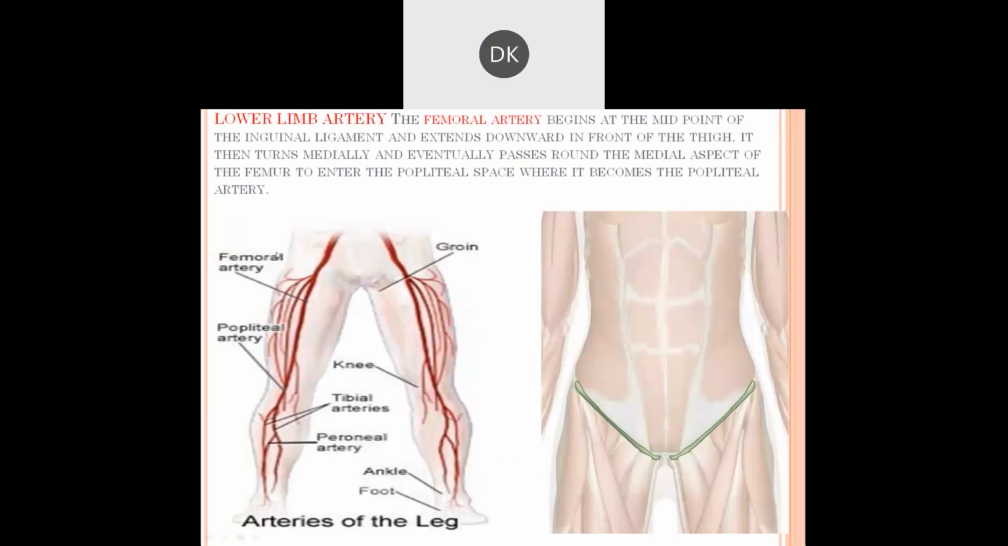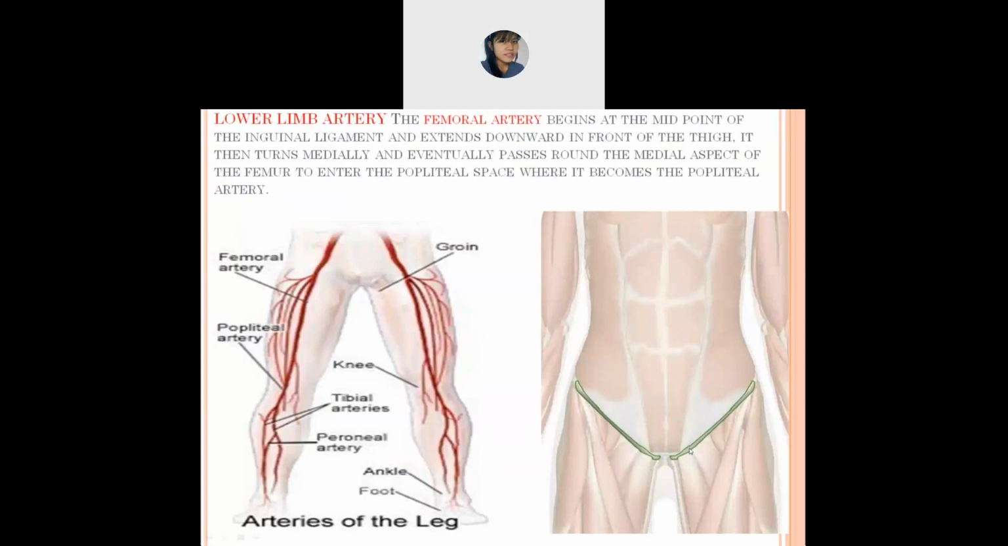Okay, now let us see about the lower limb vessel. So in the lower limb vessel, or else the lower limb artery, what will you find? You will find the femoral artery. So this is the femoral artery, and from where does it begin? The femoral artery begins at the middle point of the inguinal ligament. So this is the inguinal ligament. It's marked in green color. So this portion is known as the inguinal ligament.